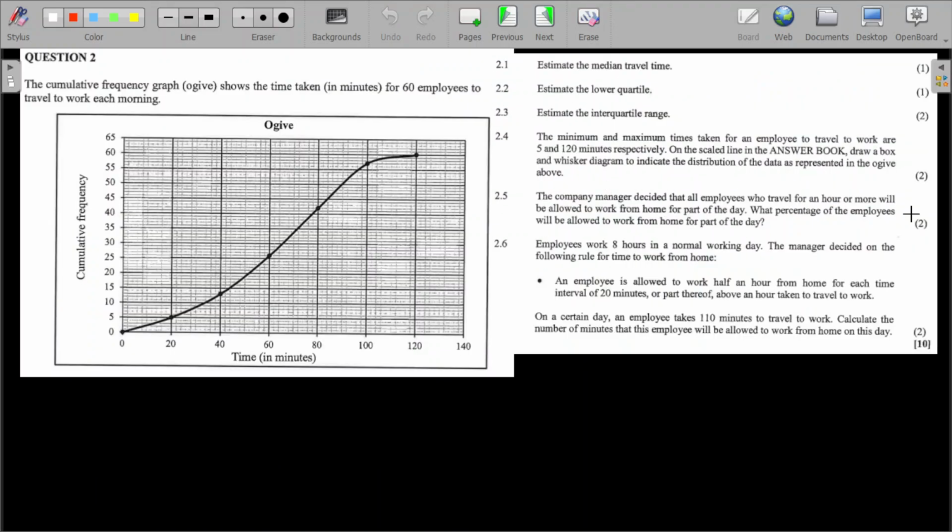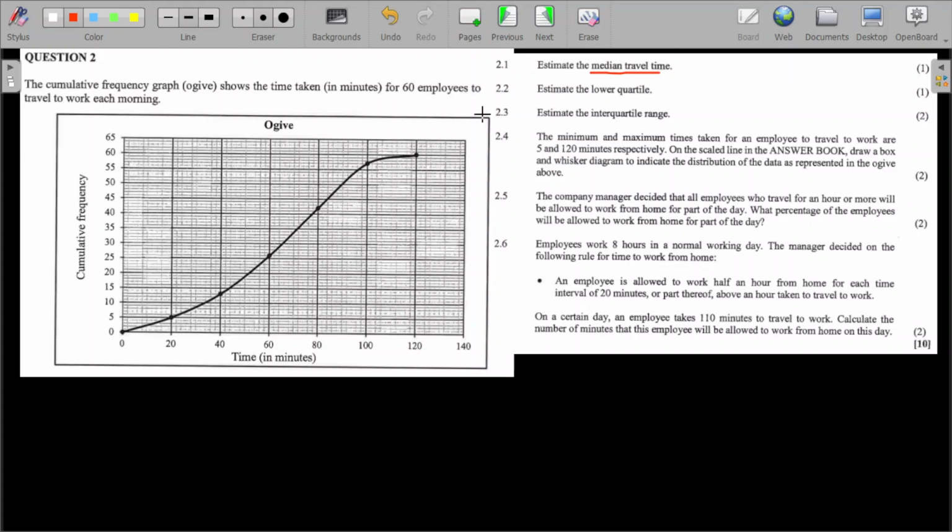And question 2, the cumulative frequency or the ogive. Now, they didn't give us the table, they already gave us the ogive. I know some of us usually want to draw the ogive, some of us don't want to. But in this case, they did draw the ogive for us, and we need to take information from the graph. Now here, 2.1, estimate the median travel time.